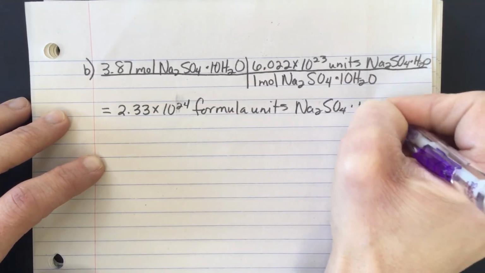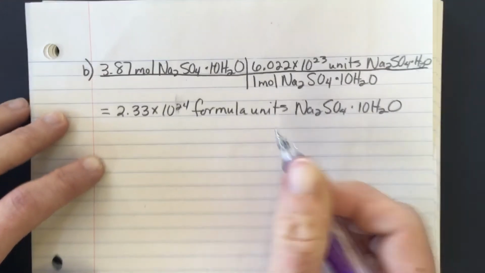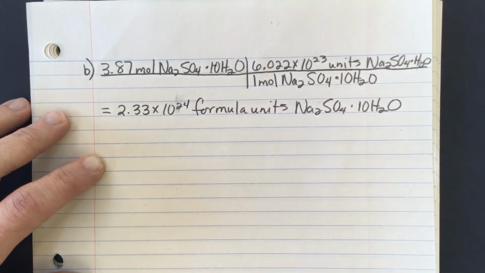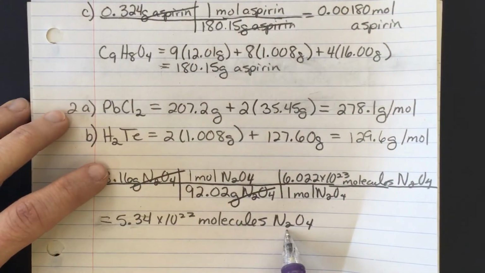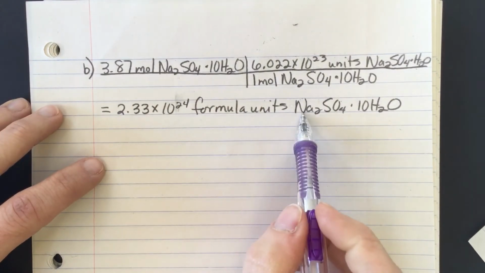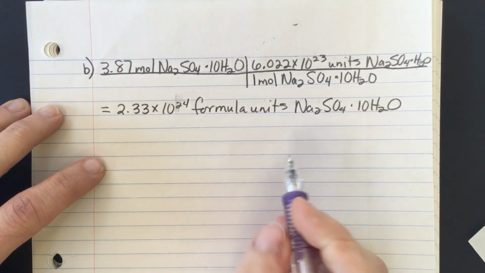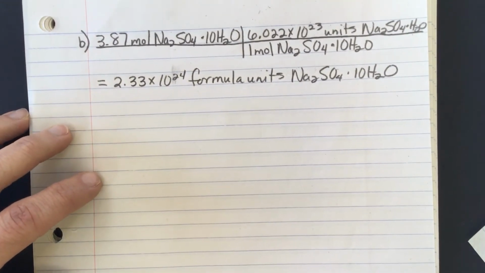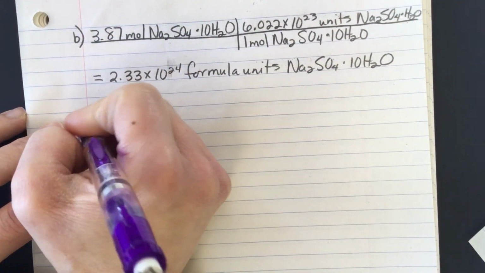Na2SO4, 10H2O. Remember the difference between why a compound is called a molecule and why it's called formula units. A molecule is covalent, with two nonmetals. We have to call this compound by formula units because it is ionic. That's the difference there, why we're using the different terminology.